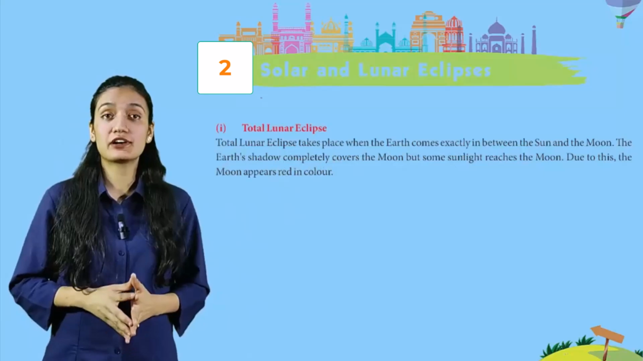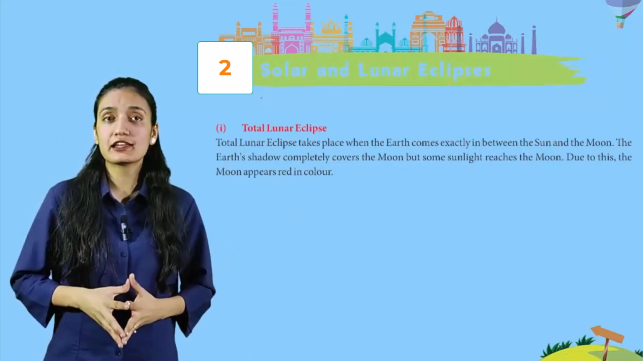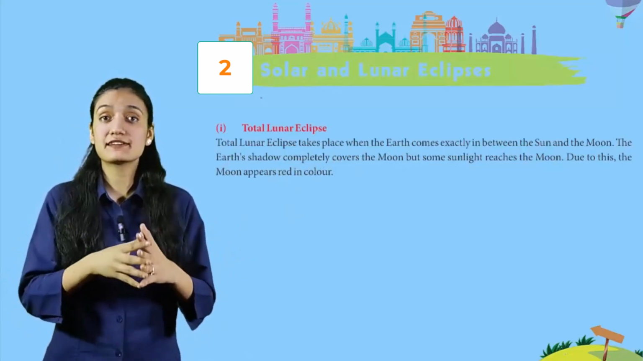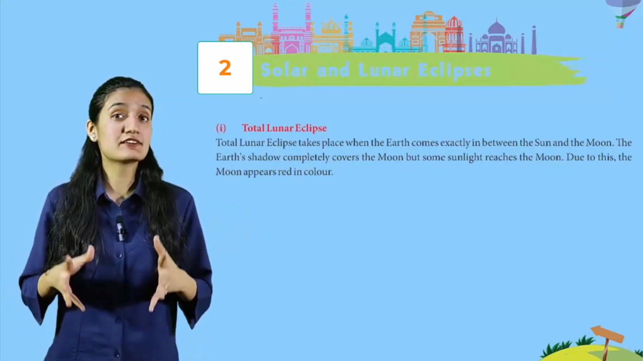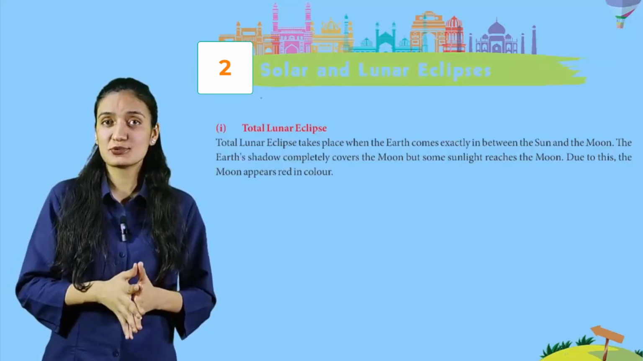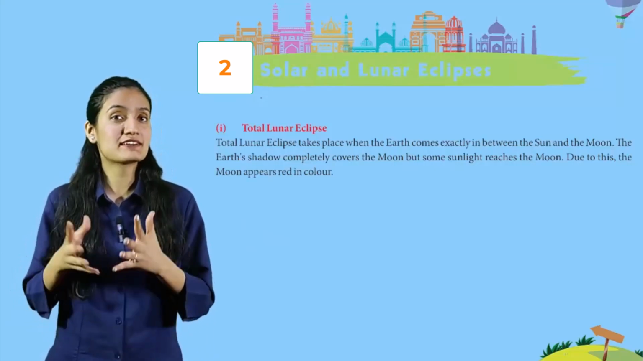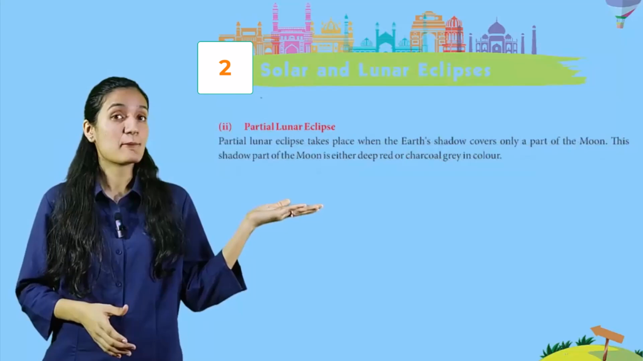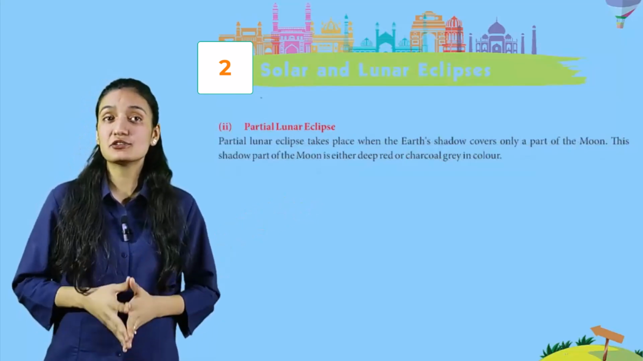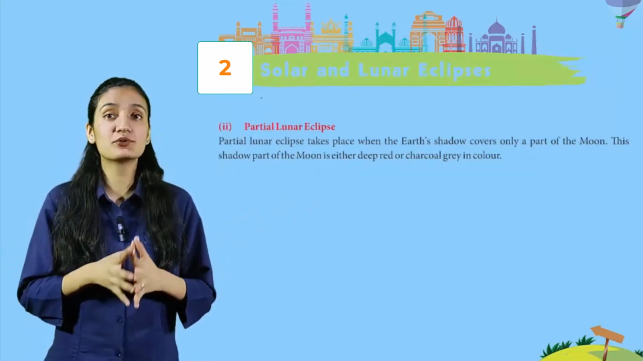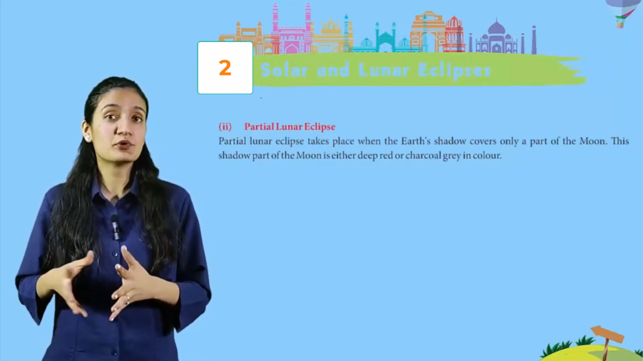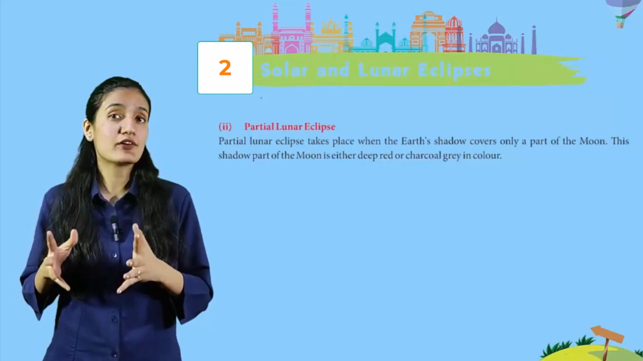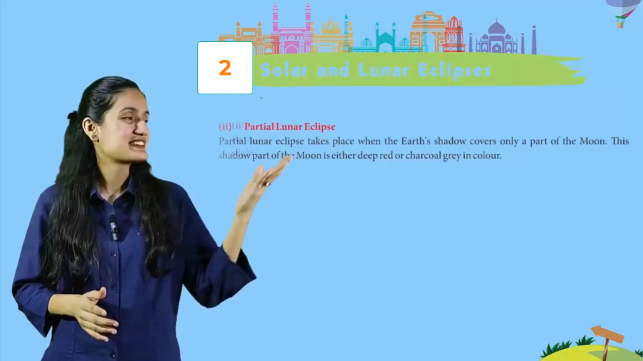Now, total lunar eclipse. Total lunar eclipse takes place when the Earth comes exactly in between the sun and the moon. The Earth's shadow completely covers the moon, but some sunlight reaches the moon. Due to this, the moon appears red in color. Partial lunar eclipse. Partial lunar eclipse takes place when the Earth's shadow covers only a part of the moon. This shadow part of the moon is either deep red or charcoal grey in color.